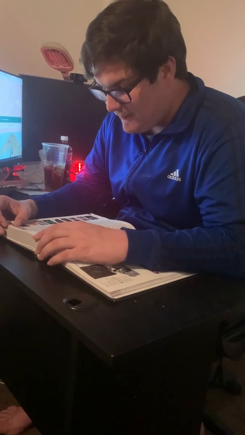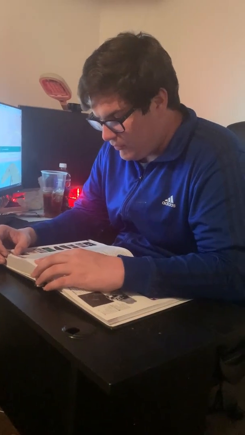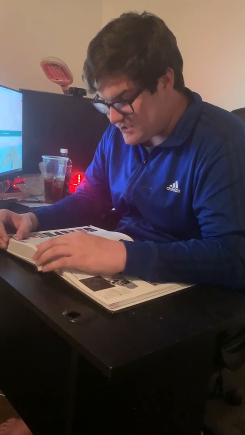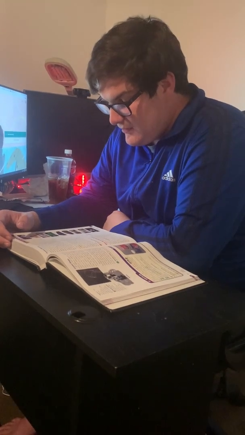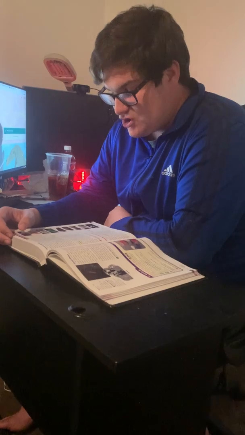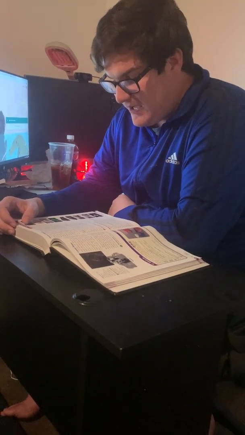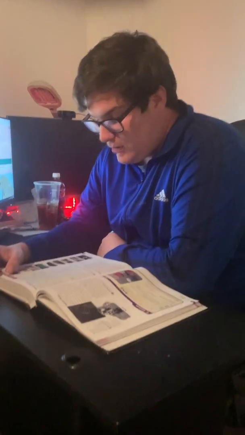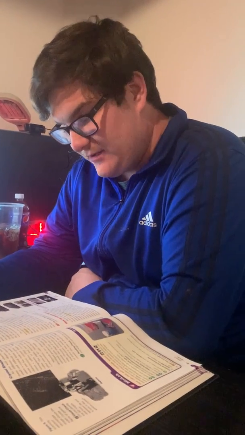Feldspar is the most common silicate mineral in Earth's crust. Other silicates include olivine, pyroxene, amphibole, and mica, as shown in Table 1. Common non-silicate minerals, or minerals that do not contain silicon, include calcite and halite. Silicates have silicon, non-silicates don't have silicon. That's why they have that name.